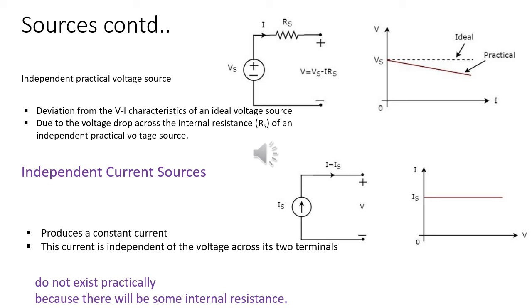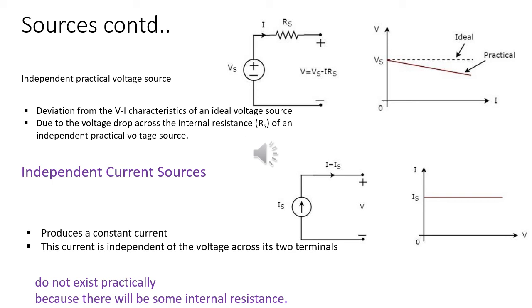Similarly, if you look at an independent current source, in an ideal case, it will supply a constant current irrespective of the load resistance. Whatever be the load resistance, it will supply the constant current. This is also an ideal case, assuming that the resistance or the impedance existing across the source is infinite. On that assumption only you can plot a curve of this shape.